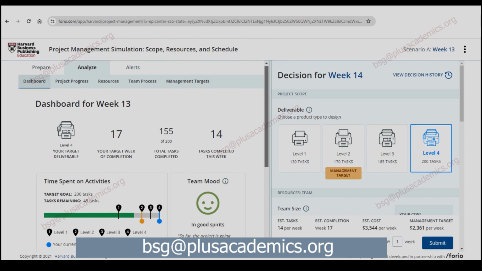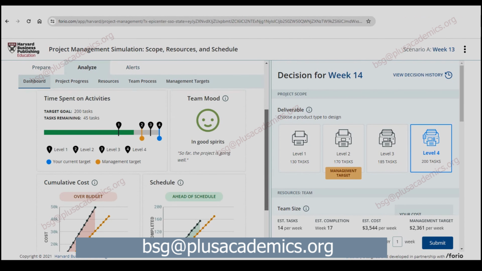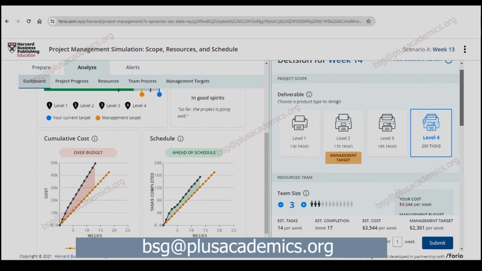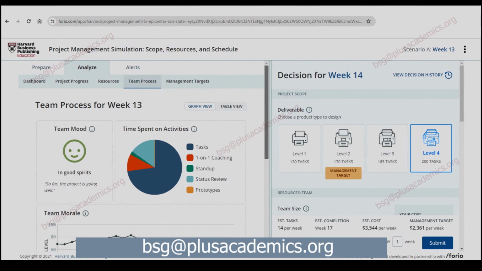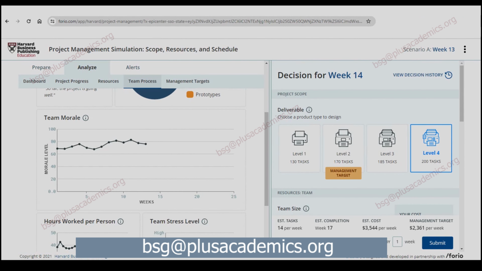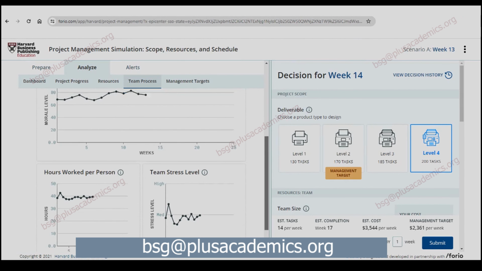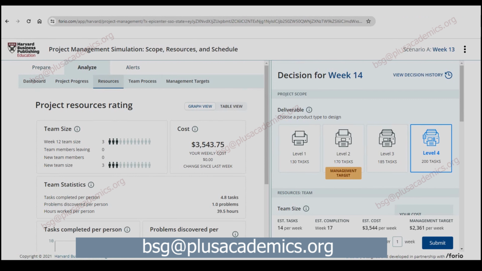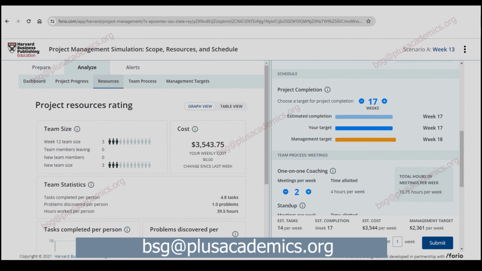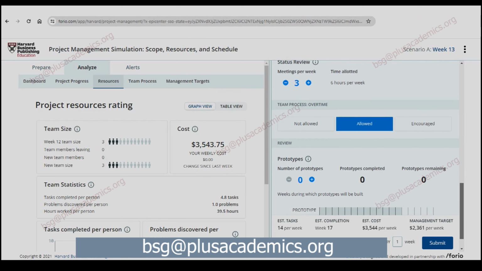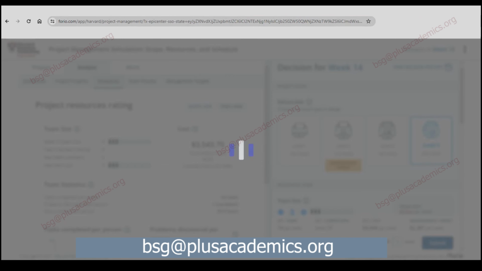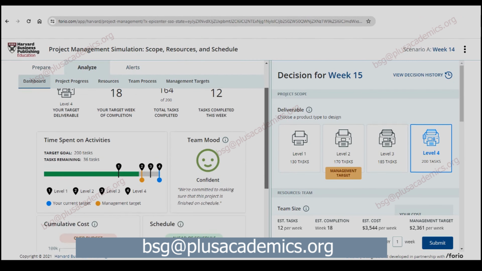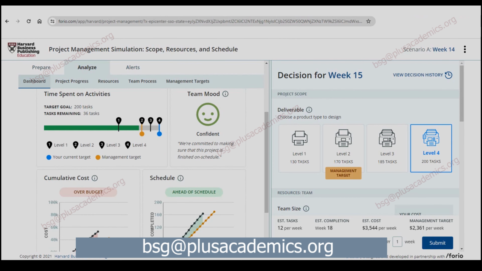They are saying in good spirit, so far the project is going well, and then okay, let's go to team process. So employee morale is reducing, stress level is increasing, and then okay, let's give them more time to complete the task this time. Let us have 18. All right, submit. They are saying they are confident. They are committed to making sure this project is finished on schedule.